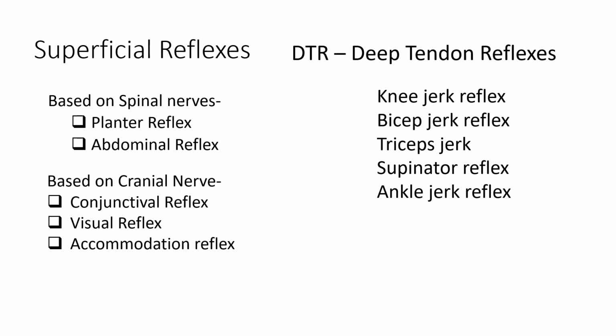Then the second category is based on cranial nerve, and the examples are conjunctival reflex, visual reflex, and accommodation reflex. Visual reflex is the visual light reflex. We'll touch upon all these reflexes, but the most important reflexes are the deep tendon reflexes: the knee jerk reflex, biceps reflex, triceps reflex, supinator and ankle jerk reflex. You should know how to perform these reflexes.